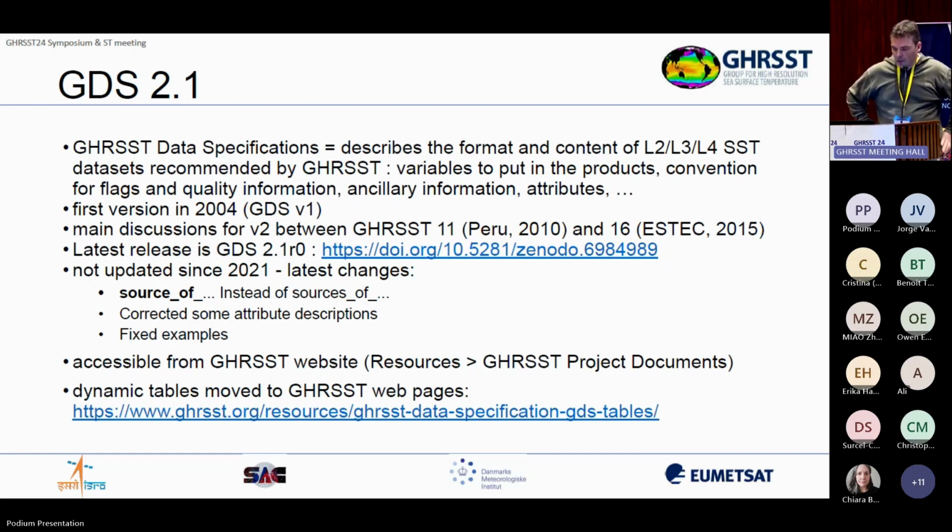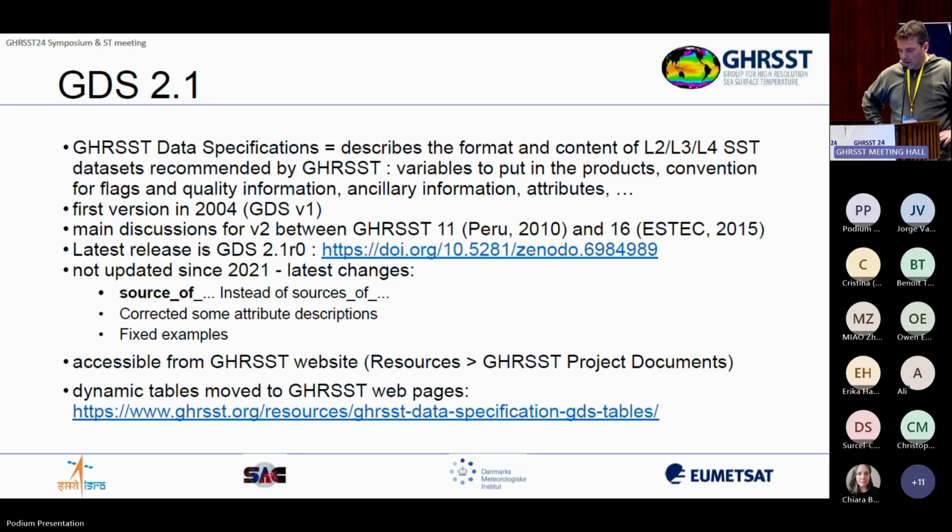So the first version of the GDS dates back to 2004. And then there were many discussions between the GHRSST 11 and 16 about reshaping this initial version. And the current release is now the version 2.1, which is accessible from the GHRSST website. You also have the link to the Zenodo repository for this document. And the latest changes occurred in 2021, and they were mainly about fixing some typos and inconsistencies in the document, fixing examples and so on.